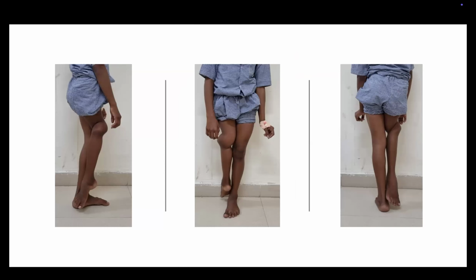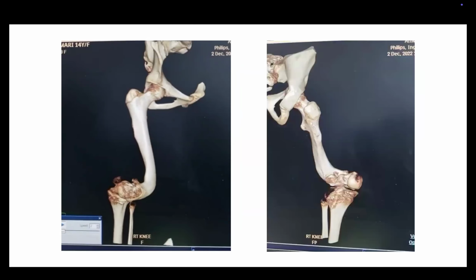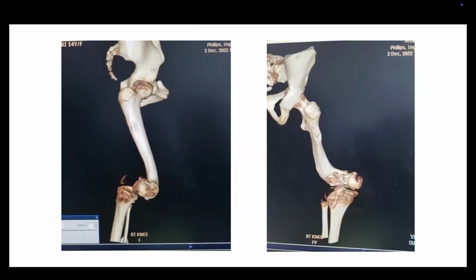These are the clinical images. These are the X-ray findings. There is deformity at the distal aspect of the femur, due to which the knee is unstable, and there is significant limb length discrepancy. These are the CT videos.